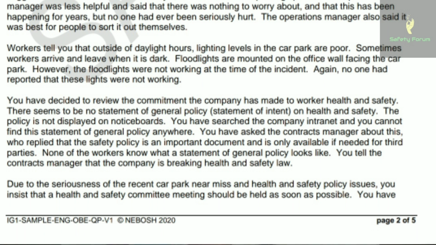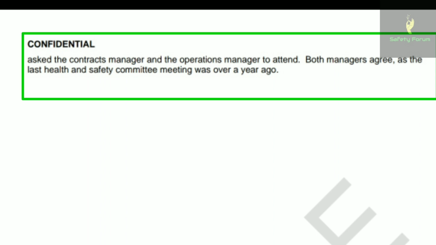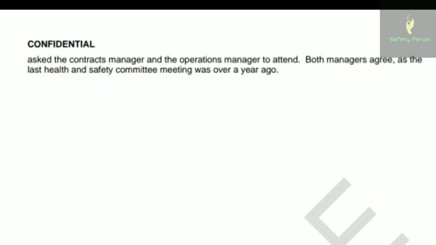Now continuing the story, you have decided that you will conduct a safety committee meeting, and you have informed your contract manager or the operation manager that we are going to conduct a health and safety committee meeting, and they have agreed because this meeting was done a year ago, right? So now this is the scenario, friends, and based on this scenario there will be some different tasks, different questions which they will ask you.